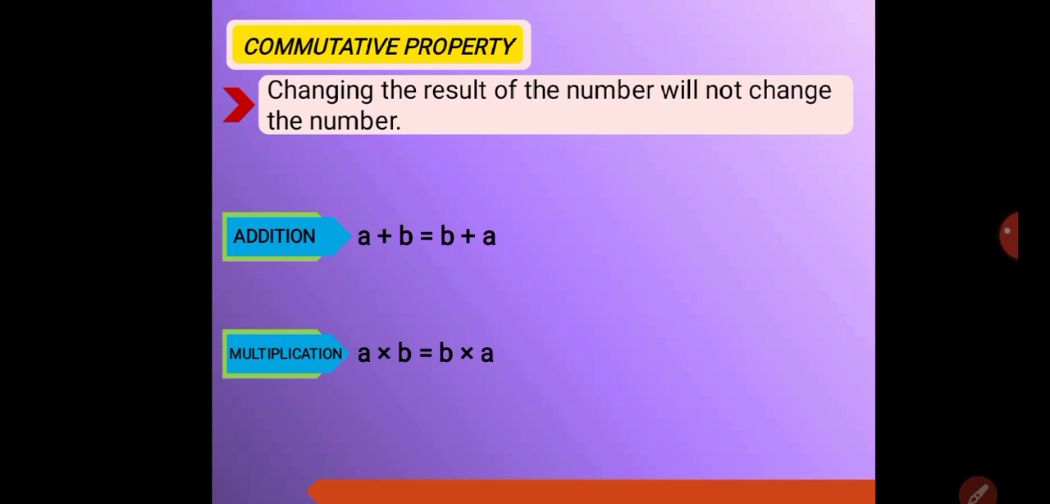Next, commutative property. Changing the order of the numbers will not change the result. Basta kung saon-saon nimo siya pagkabaliktad, ang answer niya is same ra gihapon. In addition, a plus b is equal to b plus a. In multiplication, a times b is equal to b times a.